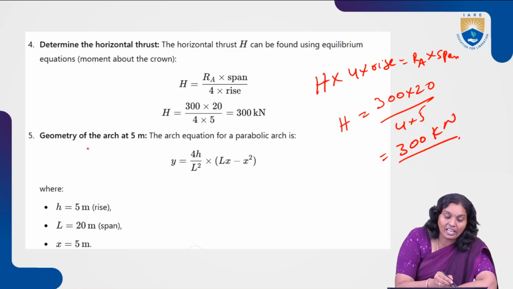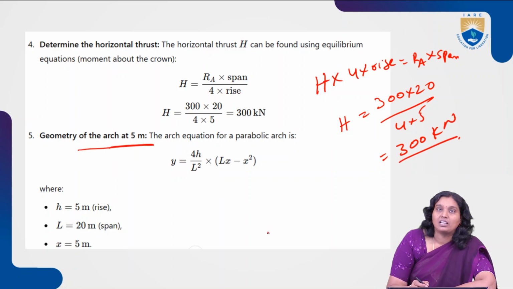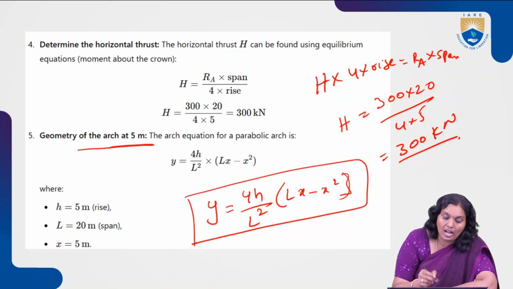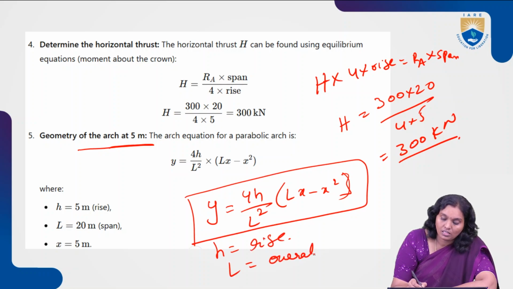So the geometry of the arch at 5 meters. It is a parabolic arch. That's why y is equal to 4h by L square, Lx minus x square. We know this formula for a parabolic arch, where h is equal to the rise and L is equal to the overall span length.